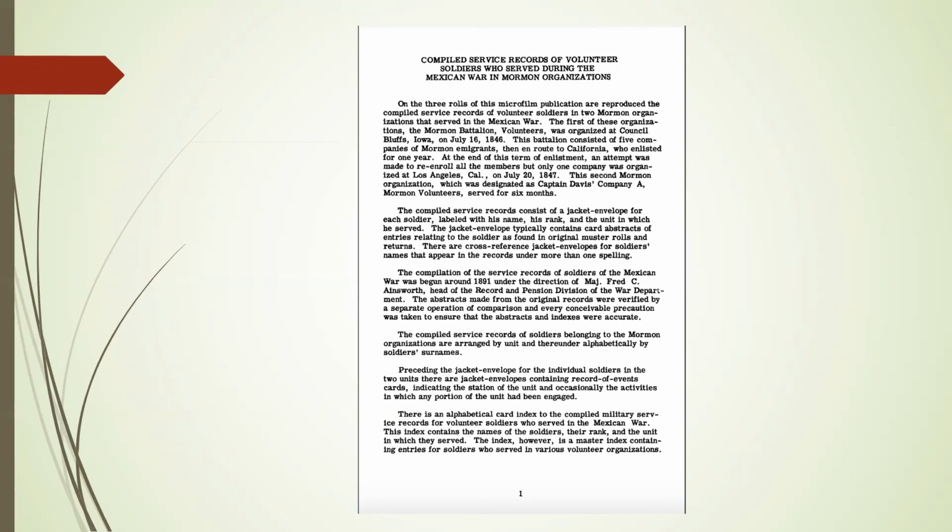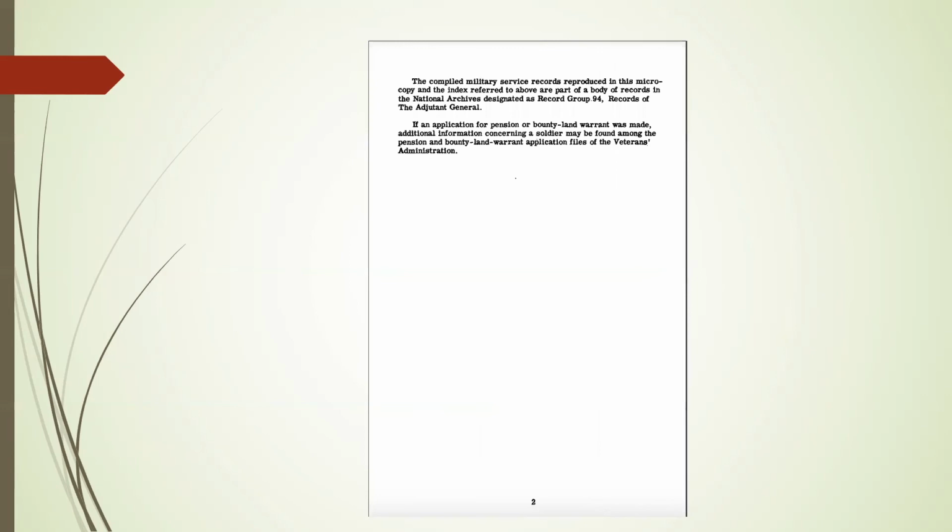So anyway, basically, it also tells us that there's an alphabetical card index to these volunteers who served in the Mexican War, but recognize these are the records themselves. So there's an index also, and that's what it's telling you. So they then go and tell you what else you can do. If an application for a pension or bounty land warrant was made, additional information can be found elsewhere.